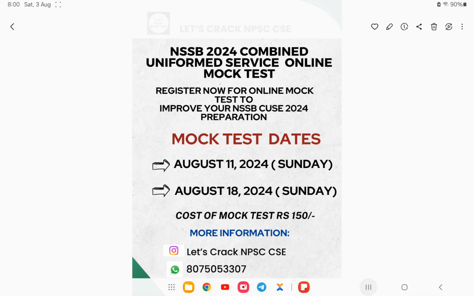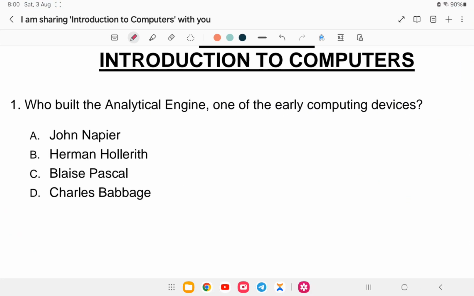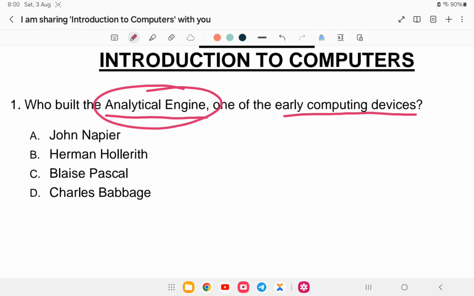So let us go to the introduction to computer. First question. Number 1. Who built the analytical engine, one of the early computing devices? Is it A. John Napier, Herman Hollerith, Blaise Pascal, or Charles Babbage? So the analytical engine, who built it? It is Charles Babbage.